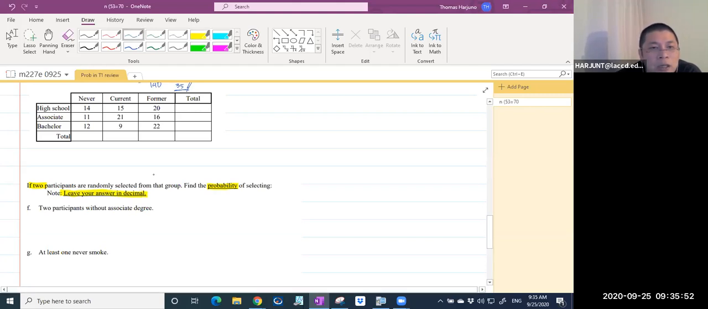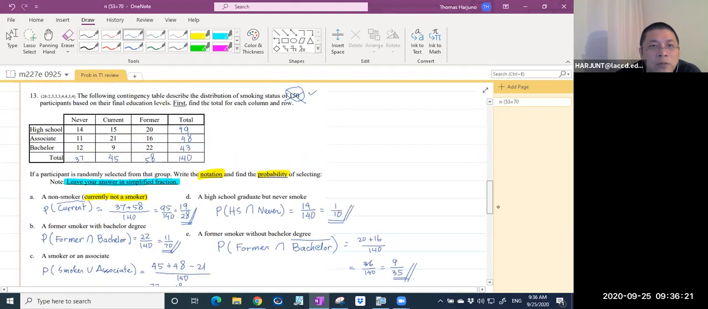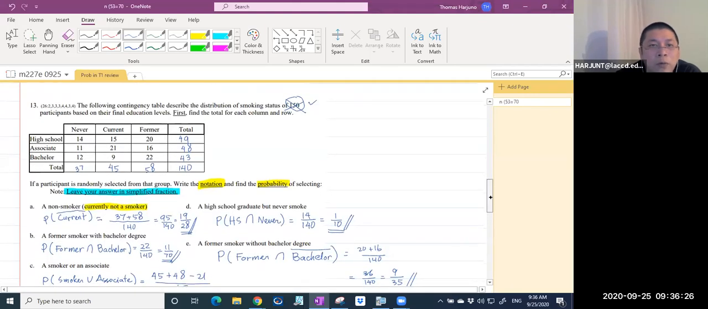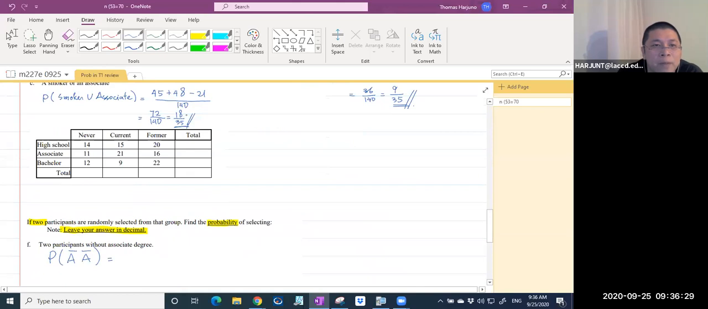Okay, we need part A, the participants without associate degree. So the probability without associate degree, not associate and not associate. You know some people get bachelor without associate degree, so you should not exclude the ones with bachelor's. Now let's see how many people have bachelor. Let me just cheat from up there. 49 and 43.